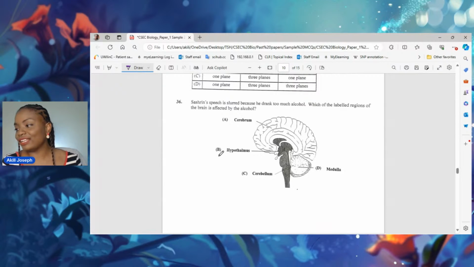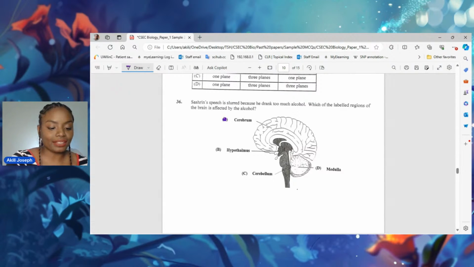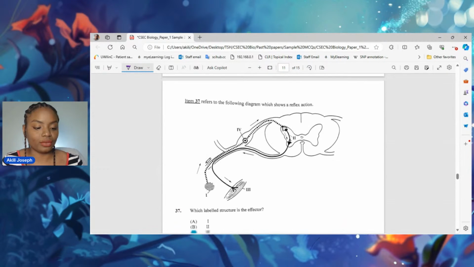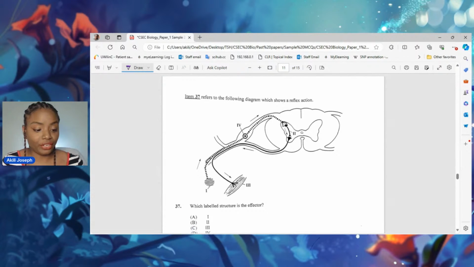Right? So this question was kind of funny just because the A is the answer, right? But alcohol could eventually affect various regions of the brain. But the cerebrum is your main and initial region that is going to be affected, where logical thinking, reaction time, all of those things are going to slow down or decrease.